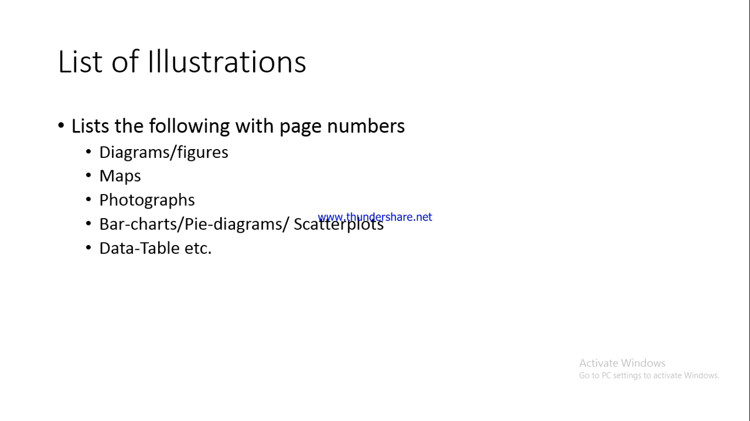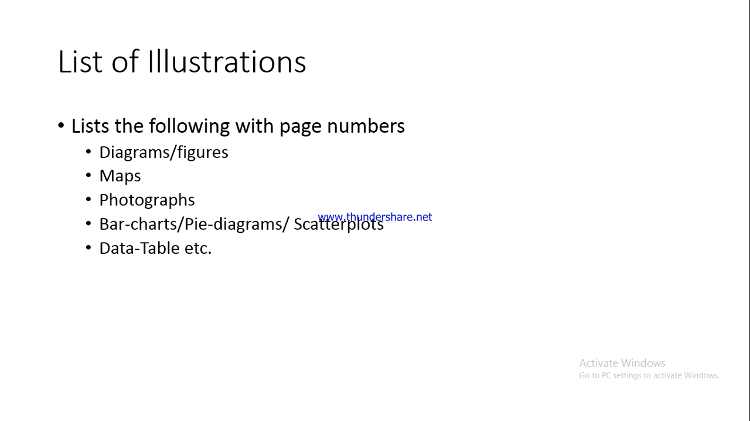They're all illustrations of different types, and what basically you have to do is give a list of all the illustrations which you have used in the order in which they are appearing in your report, and against all the illustrations thus mentioned you will have to also specify the page number.